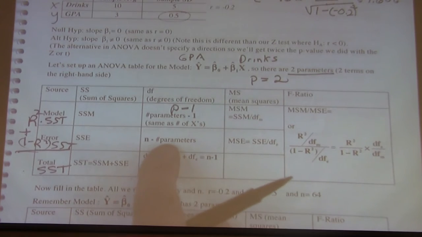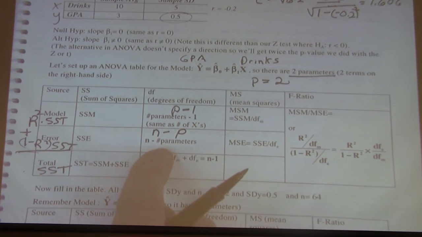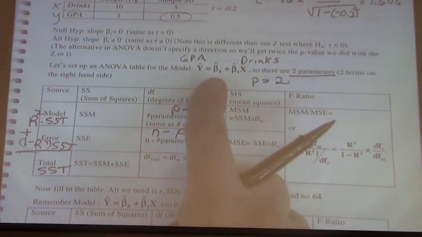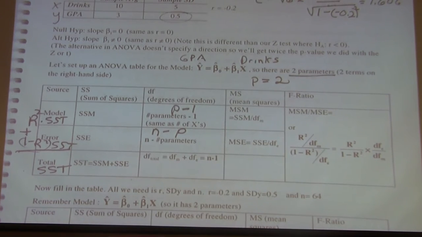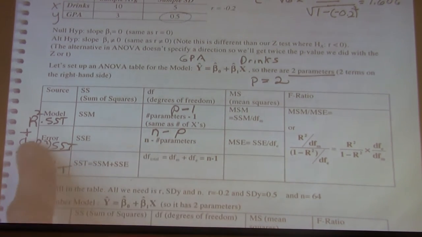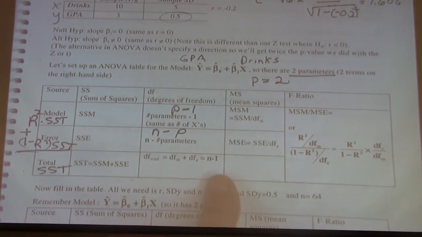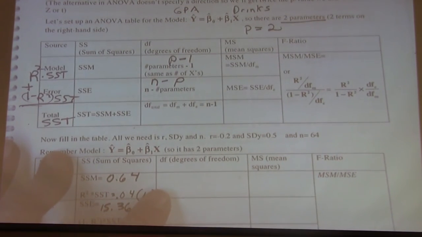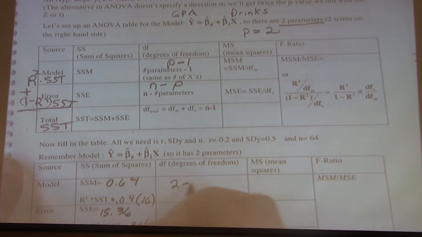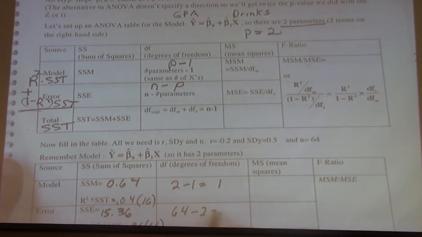And this is n minus p, which was the same number of degrees of freedom that we had for the t-test. We had a model like this with 2 parameters, so it was n minus 2 degrees of freedom. We said 2 points determine a line, so we need a third point to estimate the variation, to estimate the errors. So you can see that they add up to n minus 1. In this case, we have 2 parameters in our model, so the degrees of freedom here is 1. And here we have 64 minus 2. This has to be 62 to add up to 63 anyway.